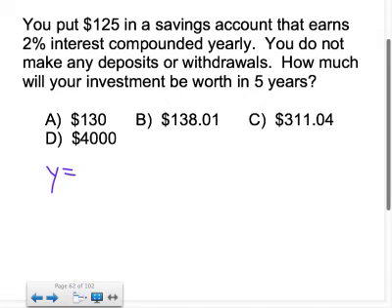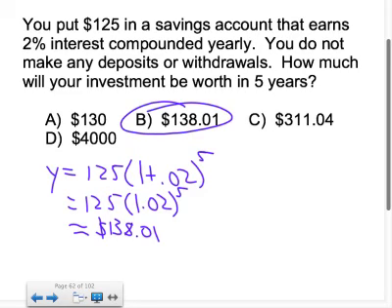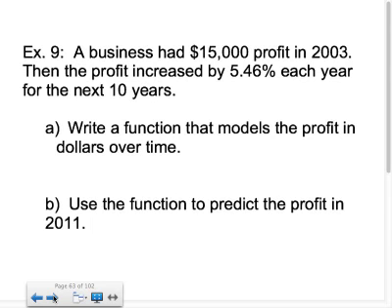So y equals initial amount times 1 plus 0.02 raised to the fifth power. So 125 times 1.02 to the fifth. And so this is 125 times 1.02 raised to the fifth. Roughly $138.01. And there we go. Perfect. It's always nice when you work through a problem and the answer choice is actually there.